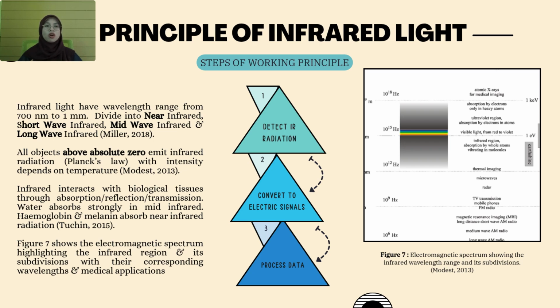According to Planck's law, all objects above absolute zero temperature emit infrared radiation, with intensity varying depending on the temperature. In biological tissue, water absorbs strongly in mid-wave infrared, while hemoglobin and melanin absorb near infrared. Figure 7 shows the electromagnetic spectrum, highlighting the infrared region and medical application.